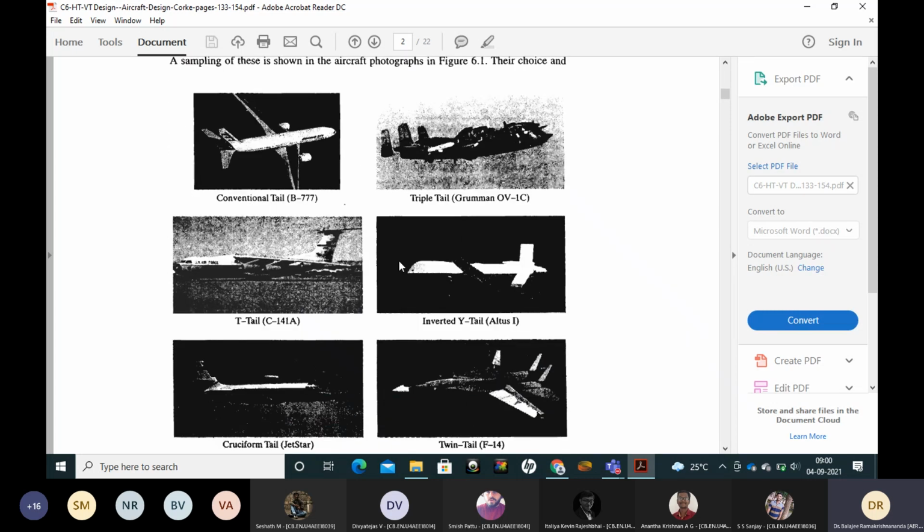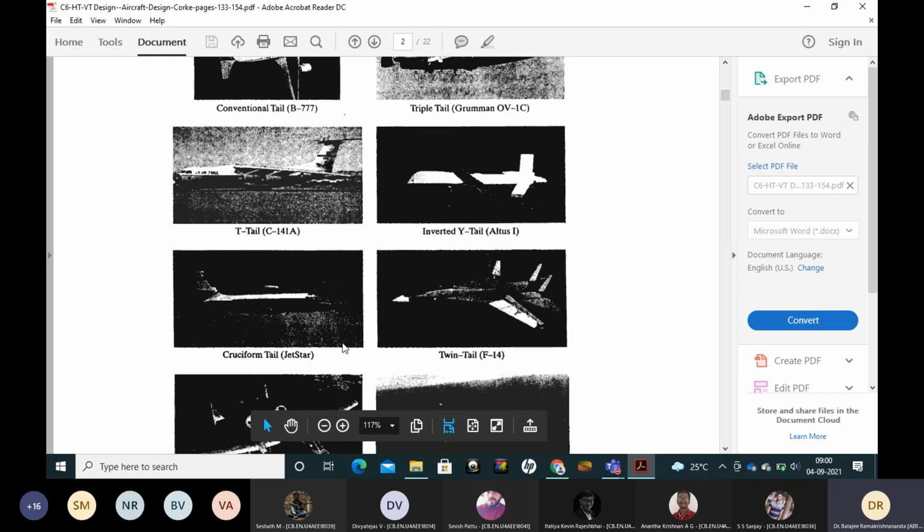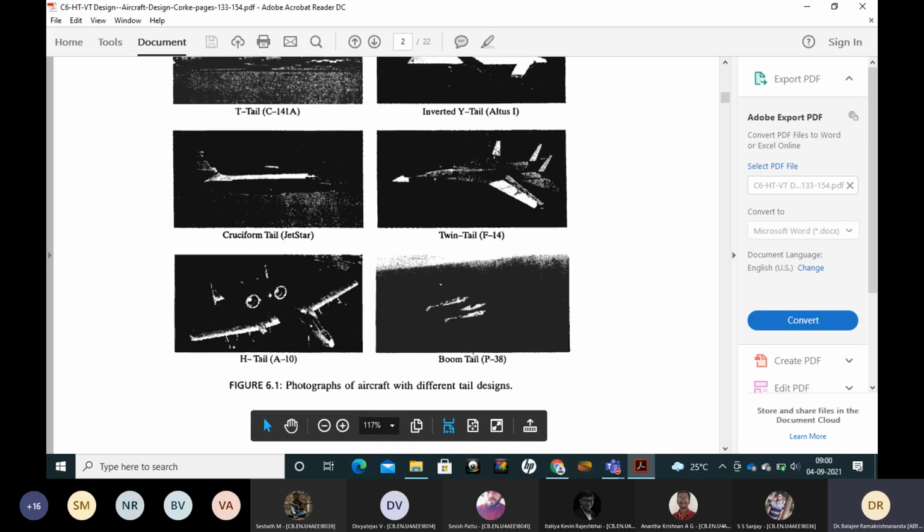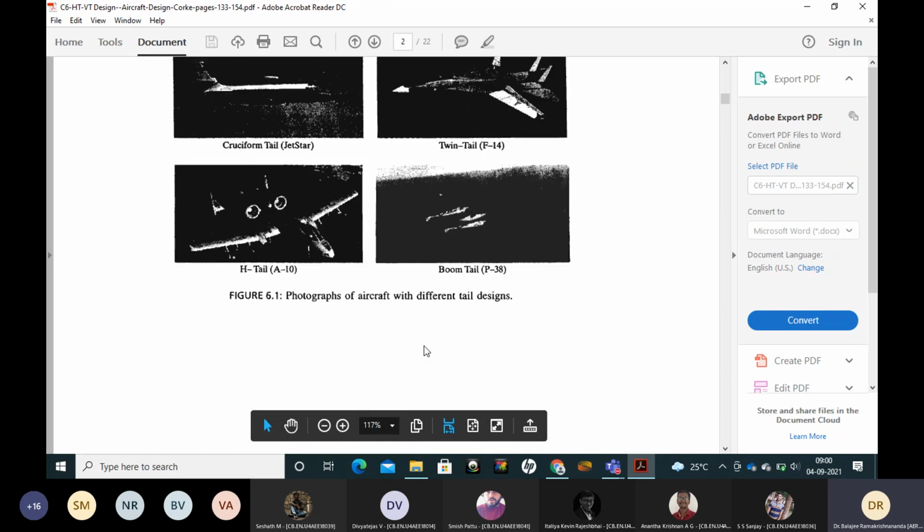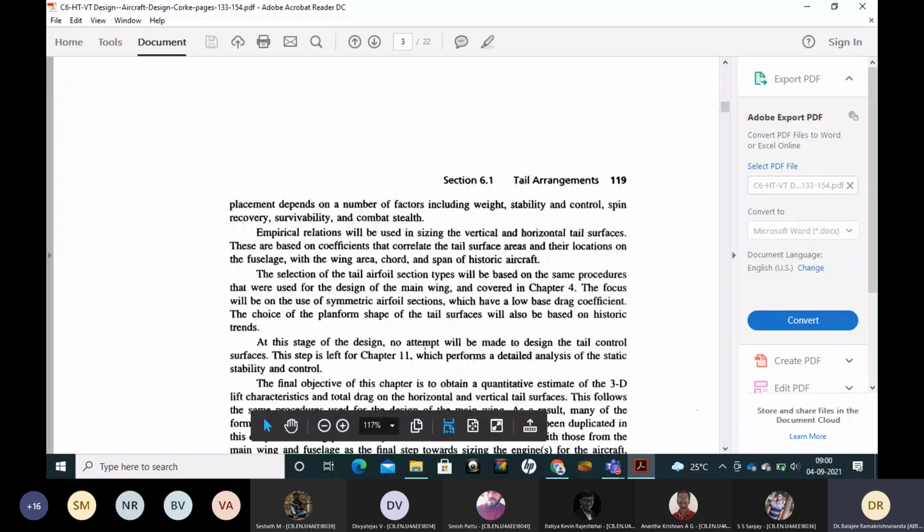So you can get pictures of various types of tails: conventional tail, triple tail, T tail, inverted Y tail, cruciform tail, twin tail, boom tail, H tail. Okay. So tail placement depends on a number of factors including weight, stability and control, spin recovery, survivability, and combat stealth. Stealth means that the radar cross section should be very less. What do you do for that?